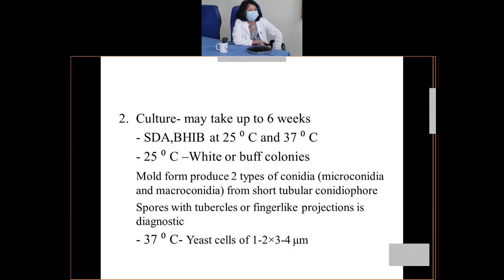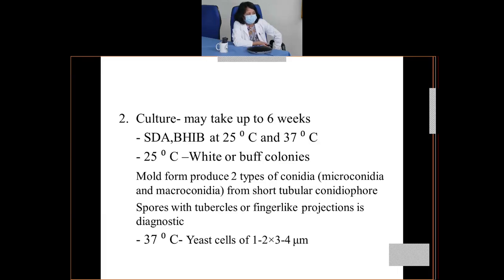The mold form produces 2 types of conidia, microconidia and macroconidia, from short tubular conidiophores. The spores with tubercles or finger-like projections are diagnostic. So these are the pictures of the culture, the mold form. There are 2 types of conidia, micro and macro, and the spores with tubercles or finger-like projections are also present.